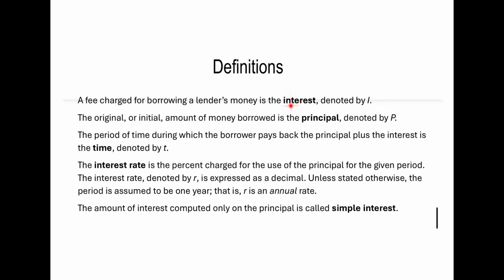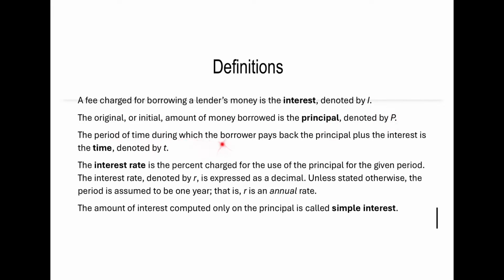One of them is interest. I think most of us understand that interest plays a role in a lot of things we do. It can work against us or for us, but it's basically a fee that's charged when we're borrowing some lender's money. So if somebody's lending money, usually we're going to pay interest on it, and we tend to use I for interest. The amount that you borrow, the original or initial amount borrowed, is called our principal, and we usually denote that with a capital P.